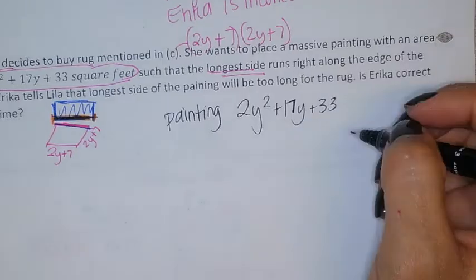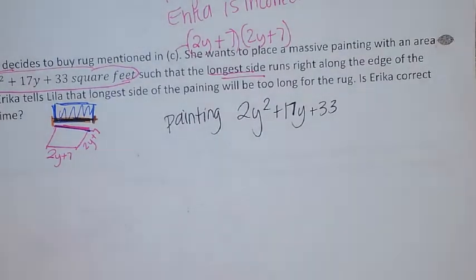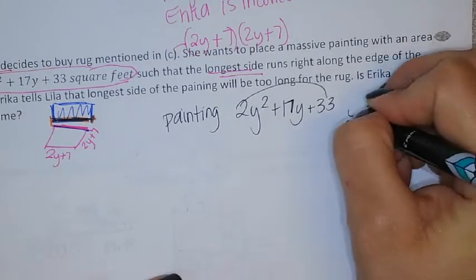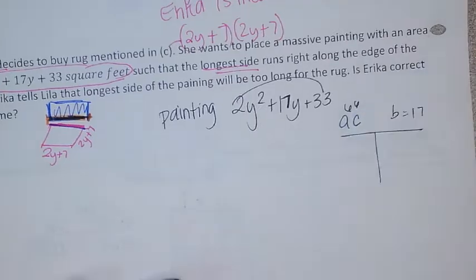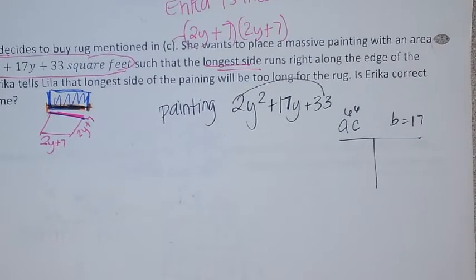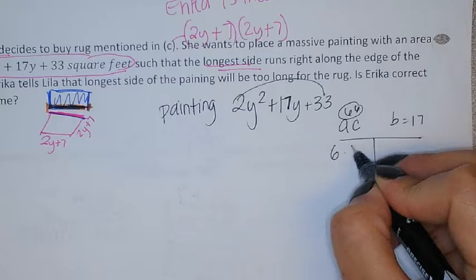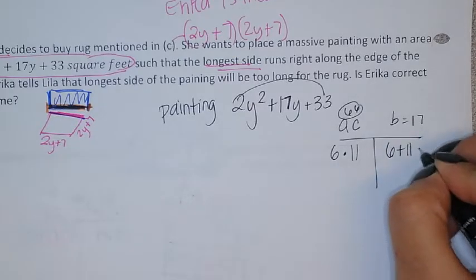So from here we're going to do our AC and our B. So AC would be 2 times 33, which is 66. This one's easy because for 66 you would know 6 times 11. That works out with 17. 6 plus 11 is 17.